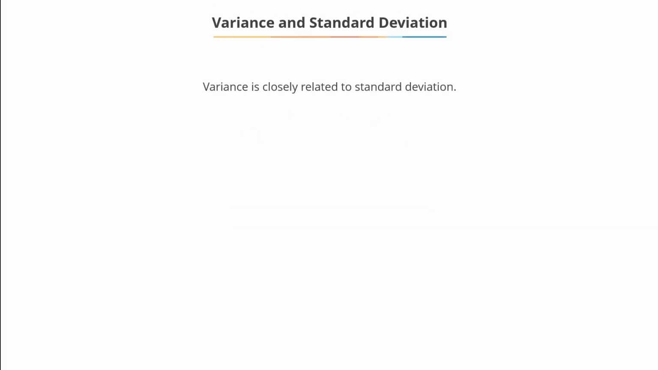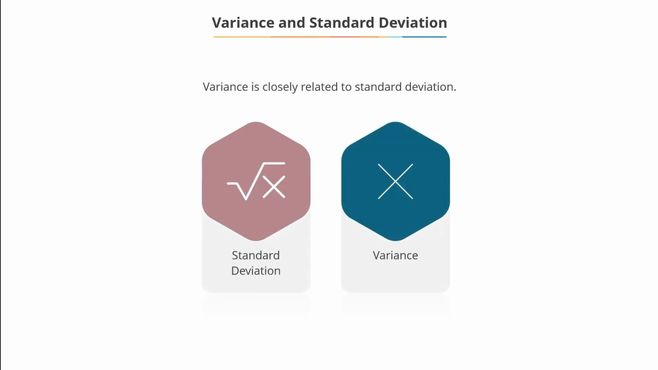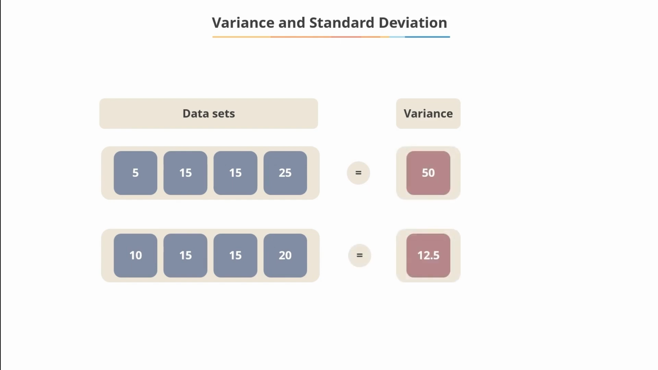Variance is closely related to standard deviation. The difference between the two is that standard deviation involves the use of square root in the calculations. If you observe, you will see that the variances of the two datasets are 50 and 12.5. The standard deviations are therefore 7.07 and 3.53.